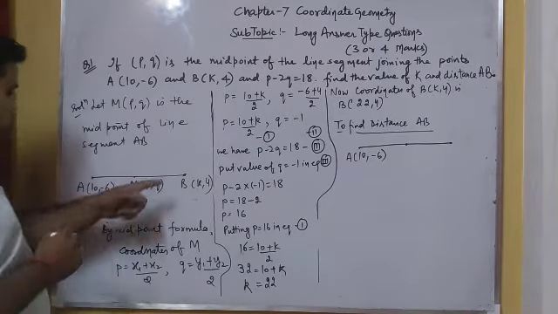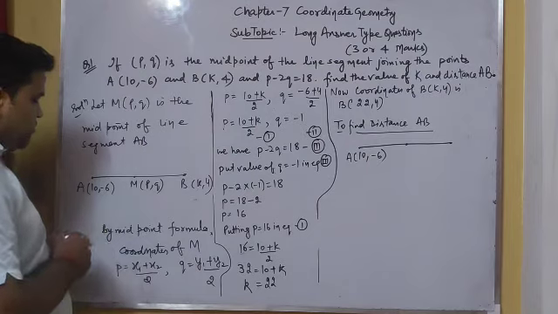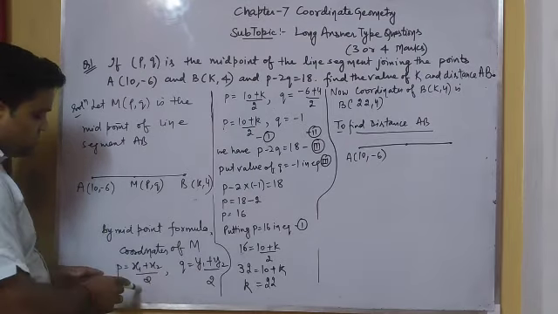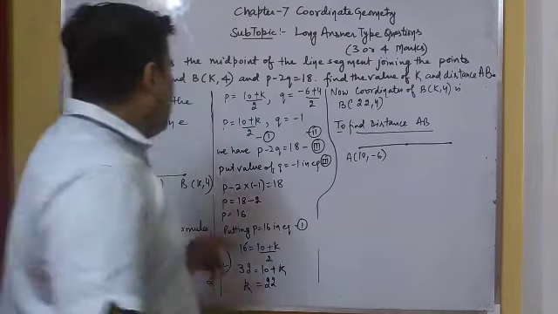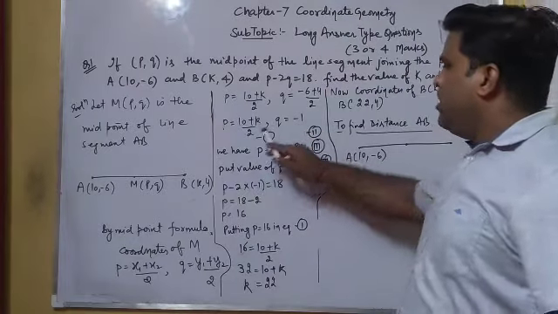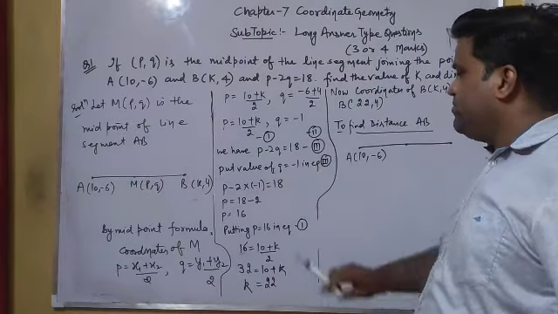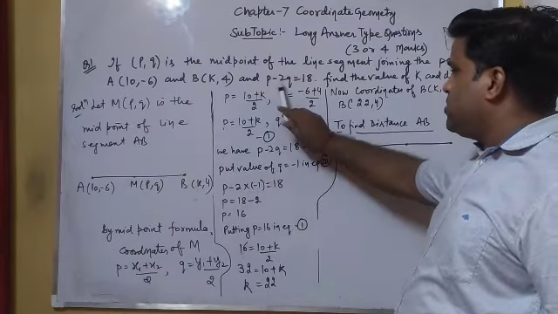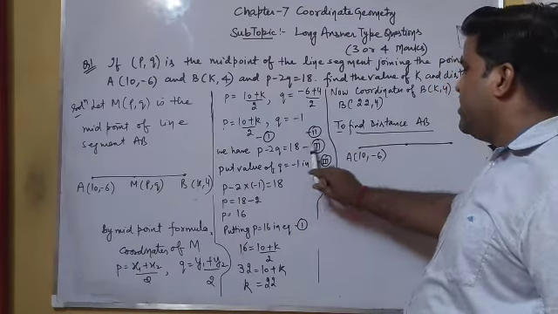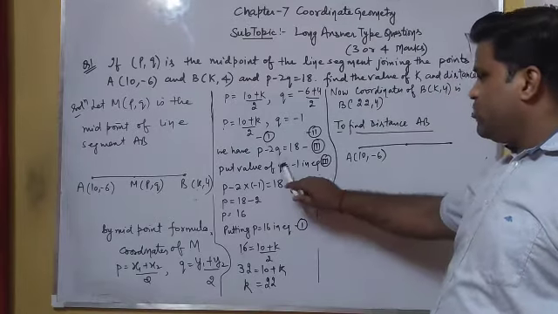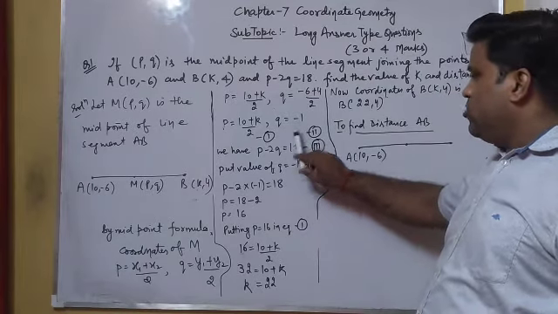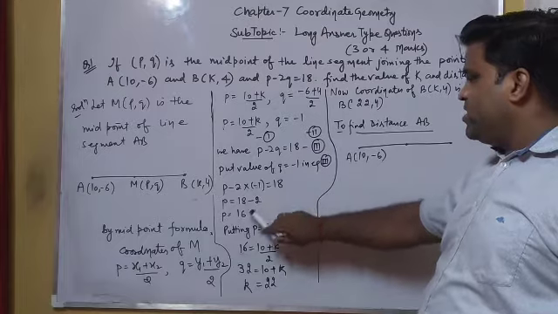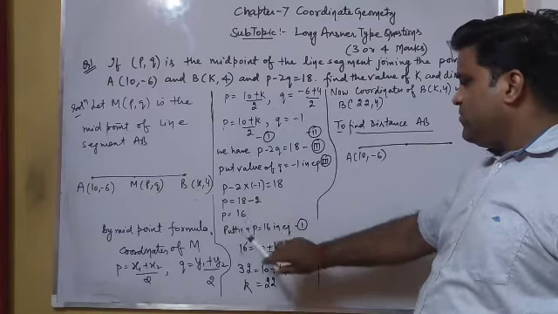As M is the midpoint of AB, by using the midpoint formula the coordinates are given by this. Finally, on putting the values, here we get the first equation, second equation. Also, as we have been given the equation P minus 2Q equal to 18, we consider it as a third equation. So here we put the value of Q equal to minus 1 in that third equation. So we get the value of P after solving, which is equal to 16.